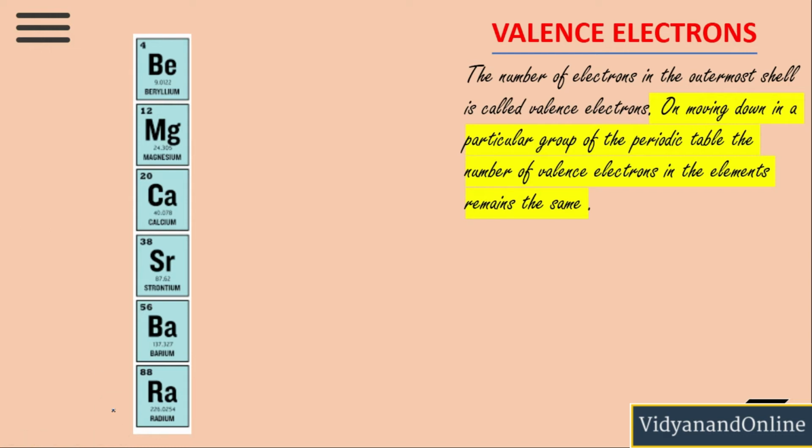If you see here, beryllium has the atomic number 4. That is why its electronic configuration will be 2, 2. Whereas for magnesium it will be 2, 8, 2. And for calcium it will be 2, 8, 8, 2. So here if you see, we have 2 electrons in the outermost shell. That is why we can say that on moving down in a particular group of a periodic table, the number of valence electrons remains the same.